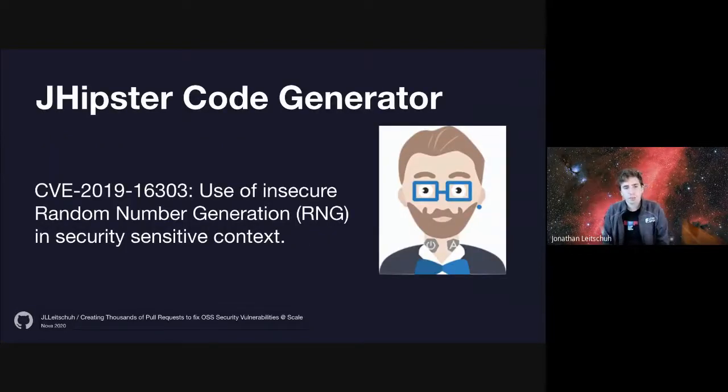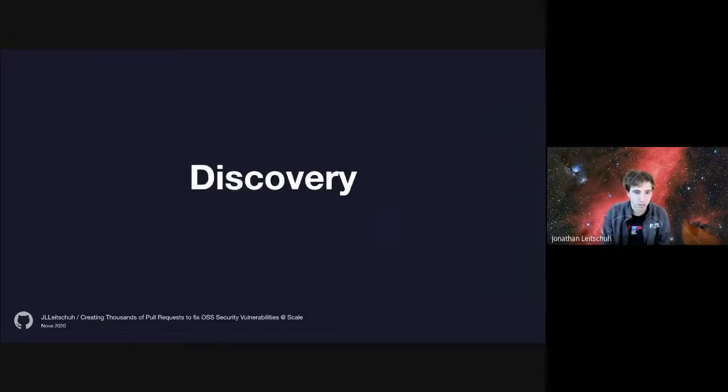Okay, so the second case was a code generator, a vulnerability in a project called JHipster, which is a code generator that generates your base Spring MVC application and all the nuts and bolts of getting you a base application up. And I found this vulnerability. The vulnerability was the use of insecure random number generation in a security sensitive context.